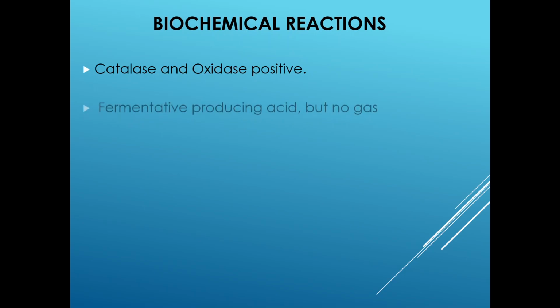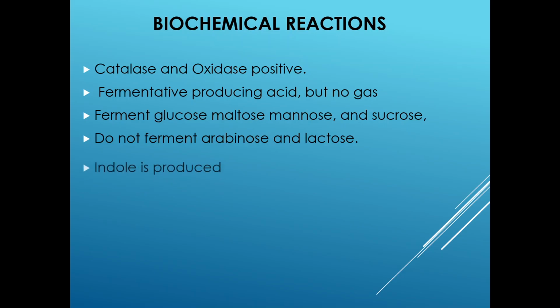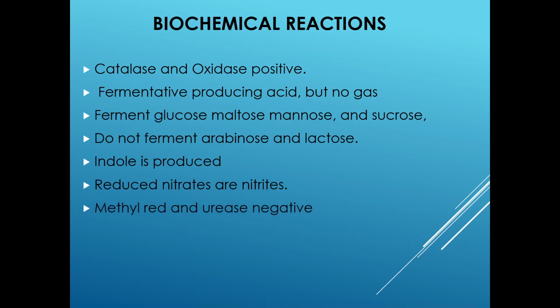Biochemical reactions. Vibrio cholerae is catalase and oxidase positive, fermentative, producing acid but not gas. It ferments glucose, maltose, mannose, and sucrose, but does not ferment arabinose and lactose. Indole is produced, nitrates are reduced to nitrites, and methyl red and urease are negative.